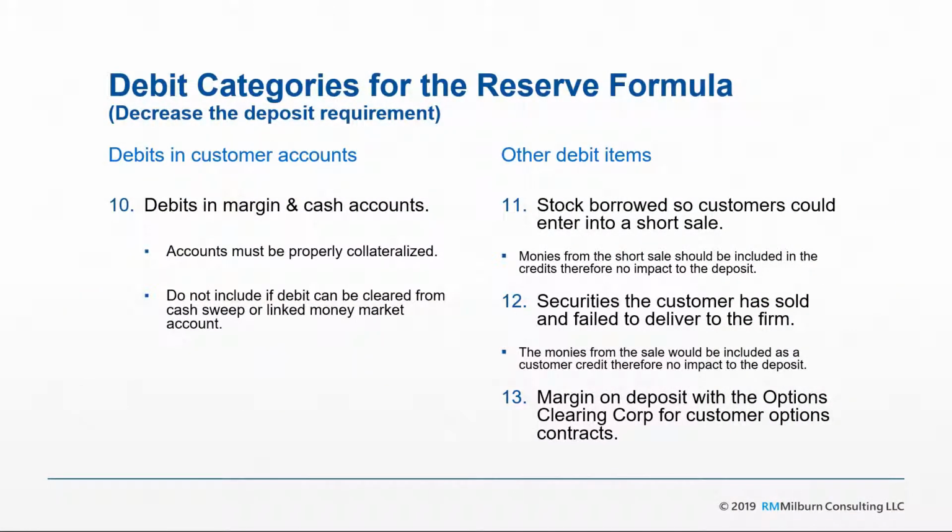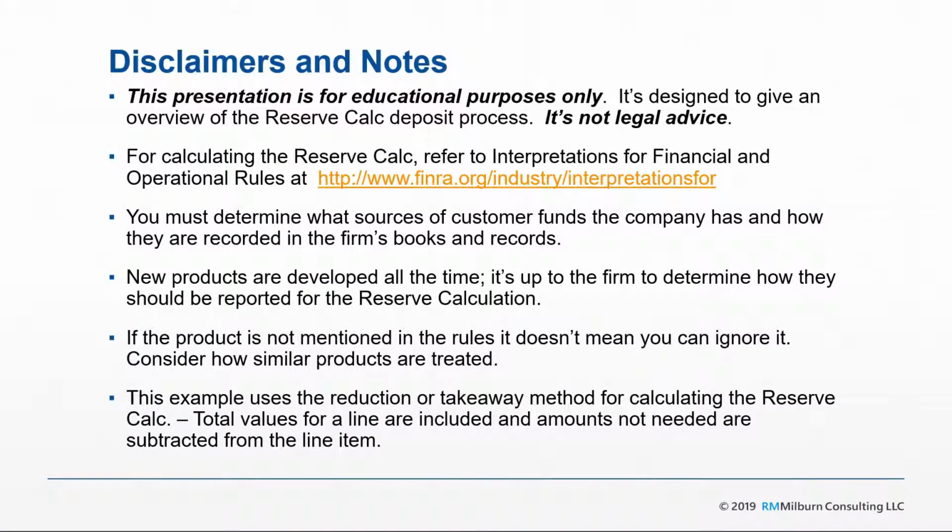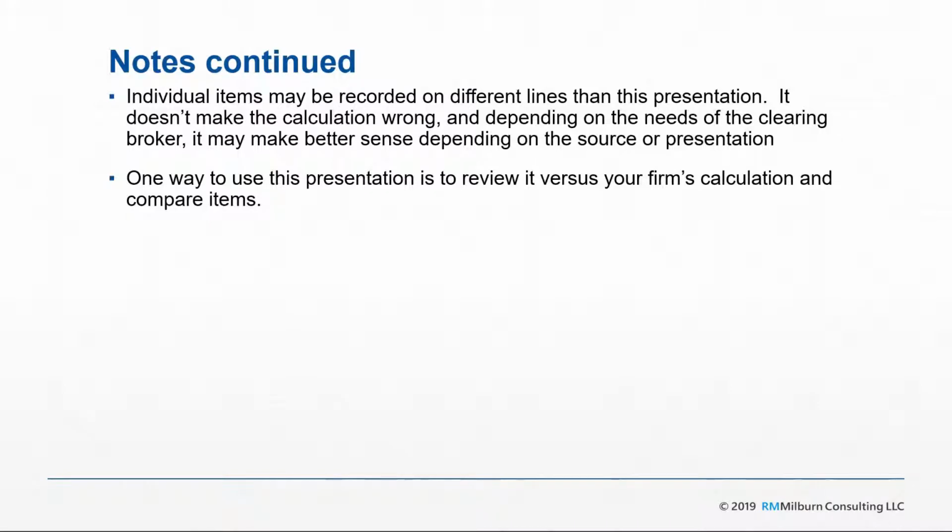For the debit categories, they're much less than what we had for credit, but essentially they're debits in margin and cash accounts for customers. The other items are generally related to credit items that we had in the first 5 categories. Couple of disclaimers and notes. This presentation is for educational purposes only. If you're doing an actual reserve calculation, I'm going to refer you to the rules you can find at finra.org. I think the best way to make use of this presentation is to review it versus your firm's calculation and to compare the items.